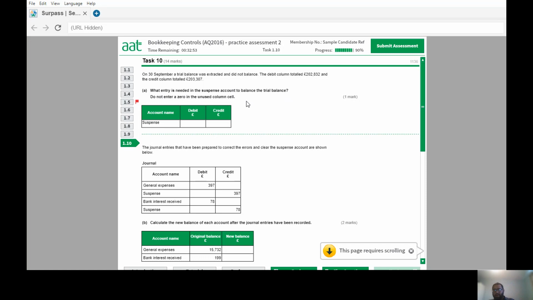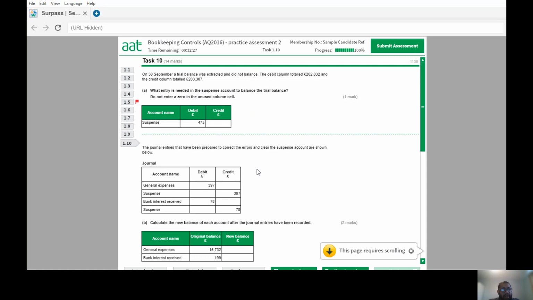So let's have a look at it here. The suspense account is going to be 202,832 minus 203,307 for the value of 475 pounds. Since your credit is higher than debit, the suspense account will have a debit balance on the trial balance. Okay, so this is what is going to happen on that part.